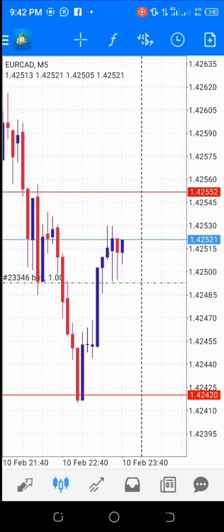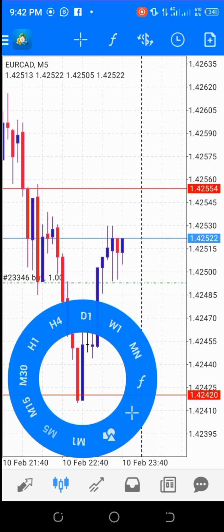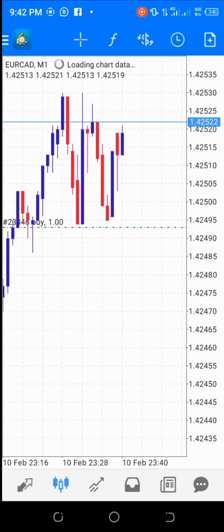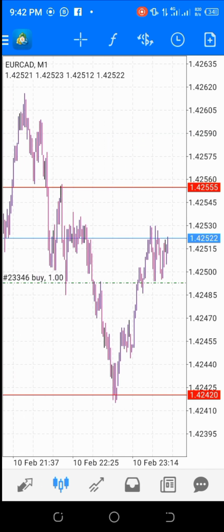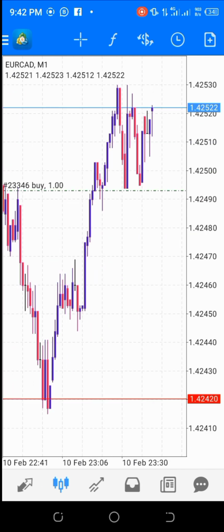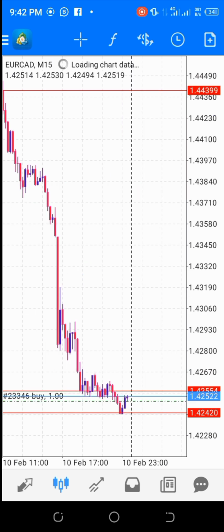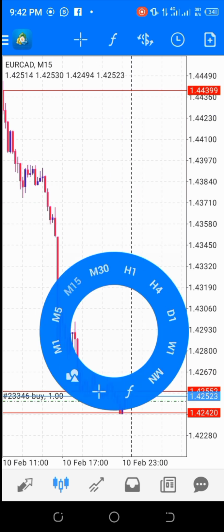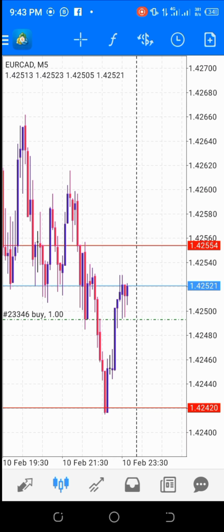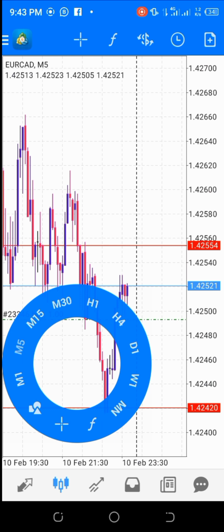And imagine this is 5-minute time frame. Let's take 1 minute time frame and see. So this is 1 minute time frame. You see the market has moved in 1 minute time frame and in 5-minute time frame. So the lesson you learn here is that always execute your trade using higher time frames, and you come to lower time frame and look for trading opportunities.